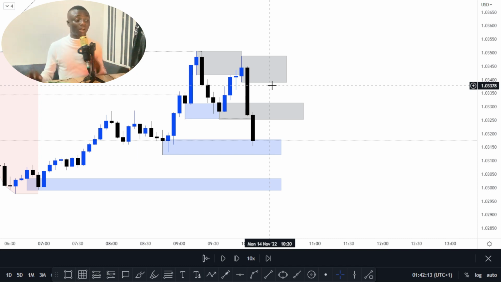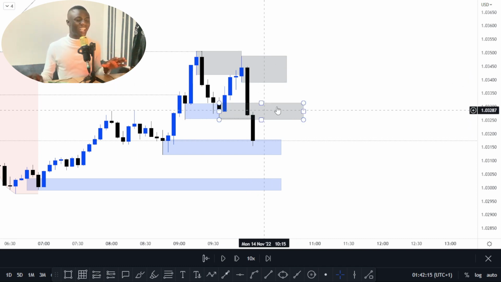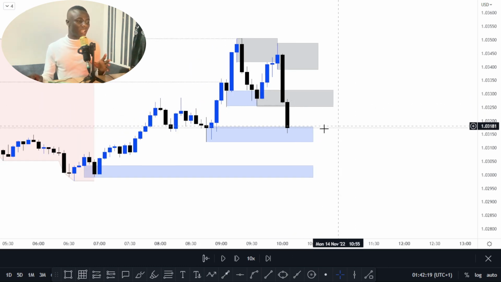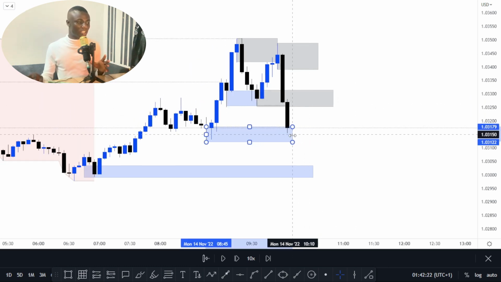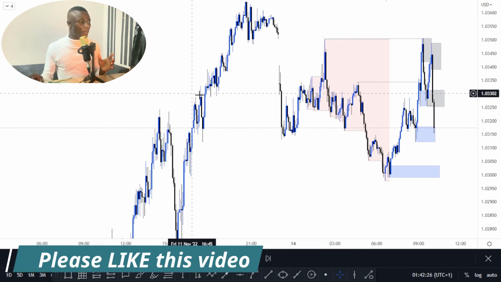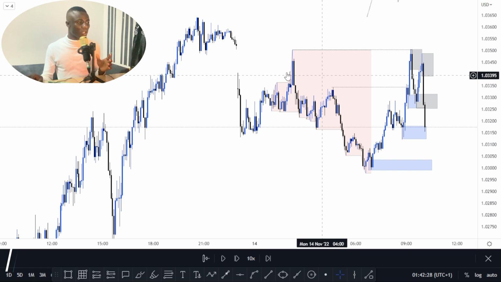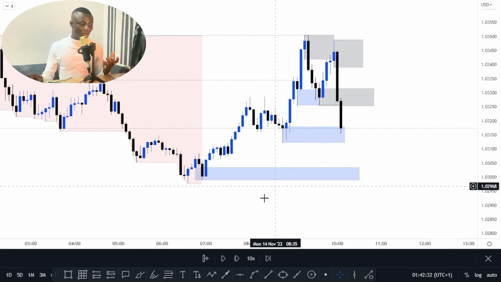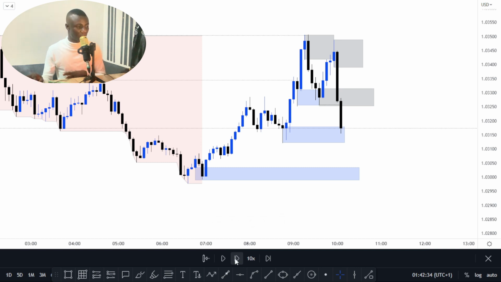And if I'm taking a breaker block trade, obviously it has to be clean, and it also has to come from a higher time frame perspective. So we can see that price is currently mitigating the zone, but understand where price is coming from. The fact that price is coming from a certain level means we might not be looking for buys, right?